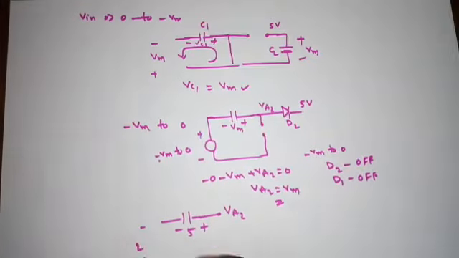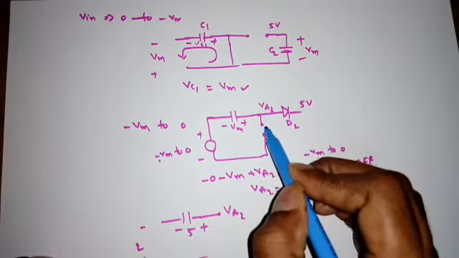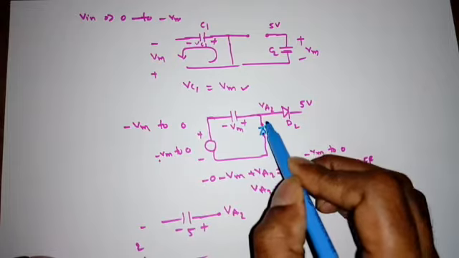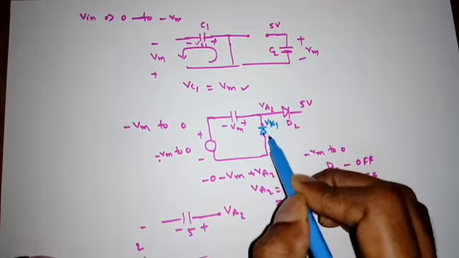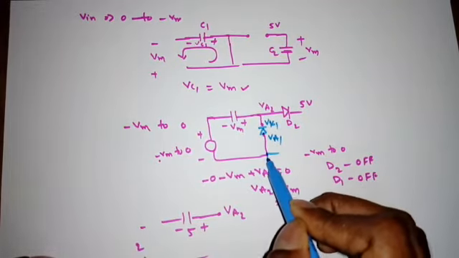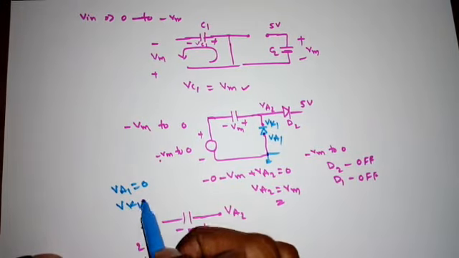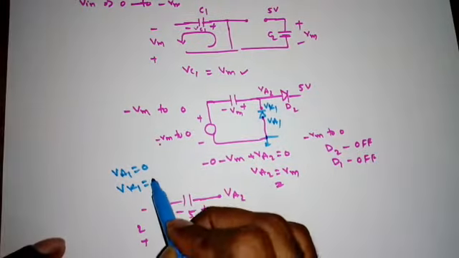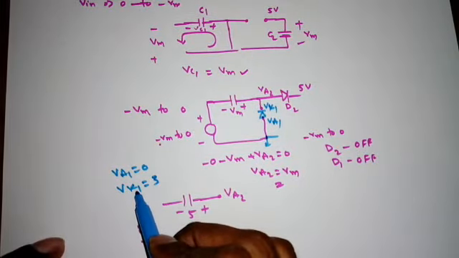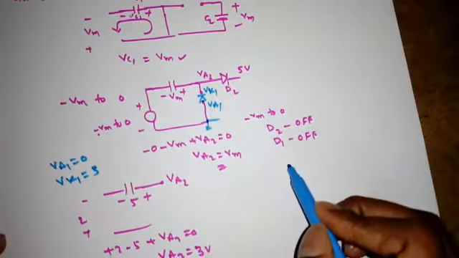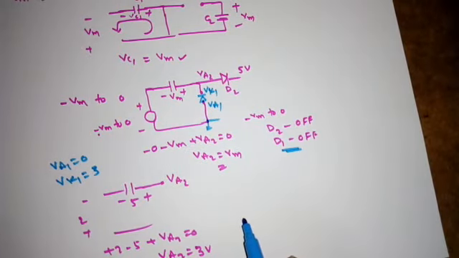Diode D1. So this is VK1, VA1. VA1 is connected to 0, so VA1 will be 0. And VK1 will be VA2, which is equal to 3 volts. Which one is greater? Cathode voltage. So the diode D1 will be off, right? So if I see this waveform, that's why I have drawn up to here.